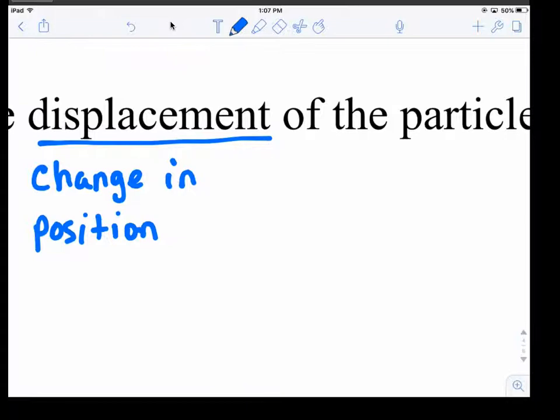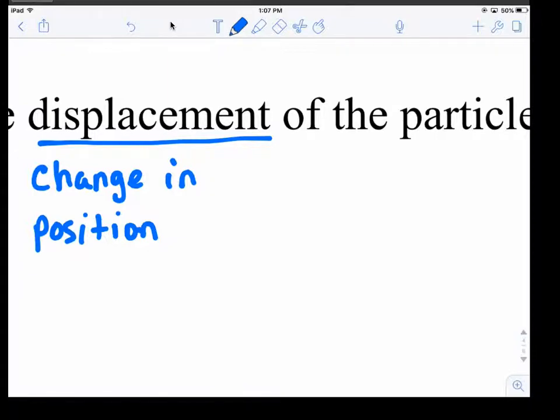Right, so like when I did yesterday when I was walking back and forth, even though I'm collecting distance, I might have only moved really 2 squares over, even though I'd maybe walked 10 squares. So that's what displacement is.